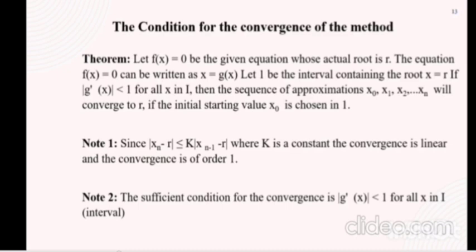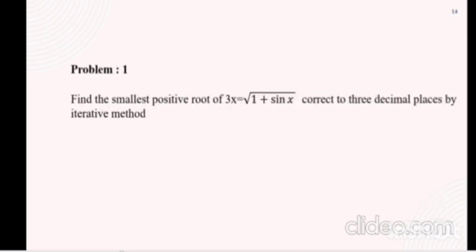The sufficient condition for the convergence which is used to check in the problem is that the modulus of g'(x) should be less than 1 for all x in I. And this is the condition which we are going to check in the problem. Let me give an example problem. Find the smallest positive root of 3x equal to root of 1 plus sin x, correct to 3 decimal places by an iterative method. That is, we are going to solve this problem by the fixed point method.